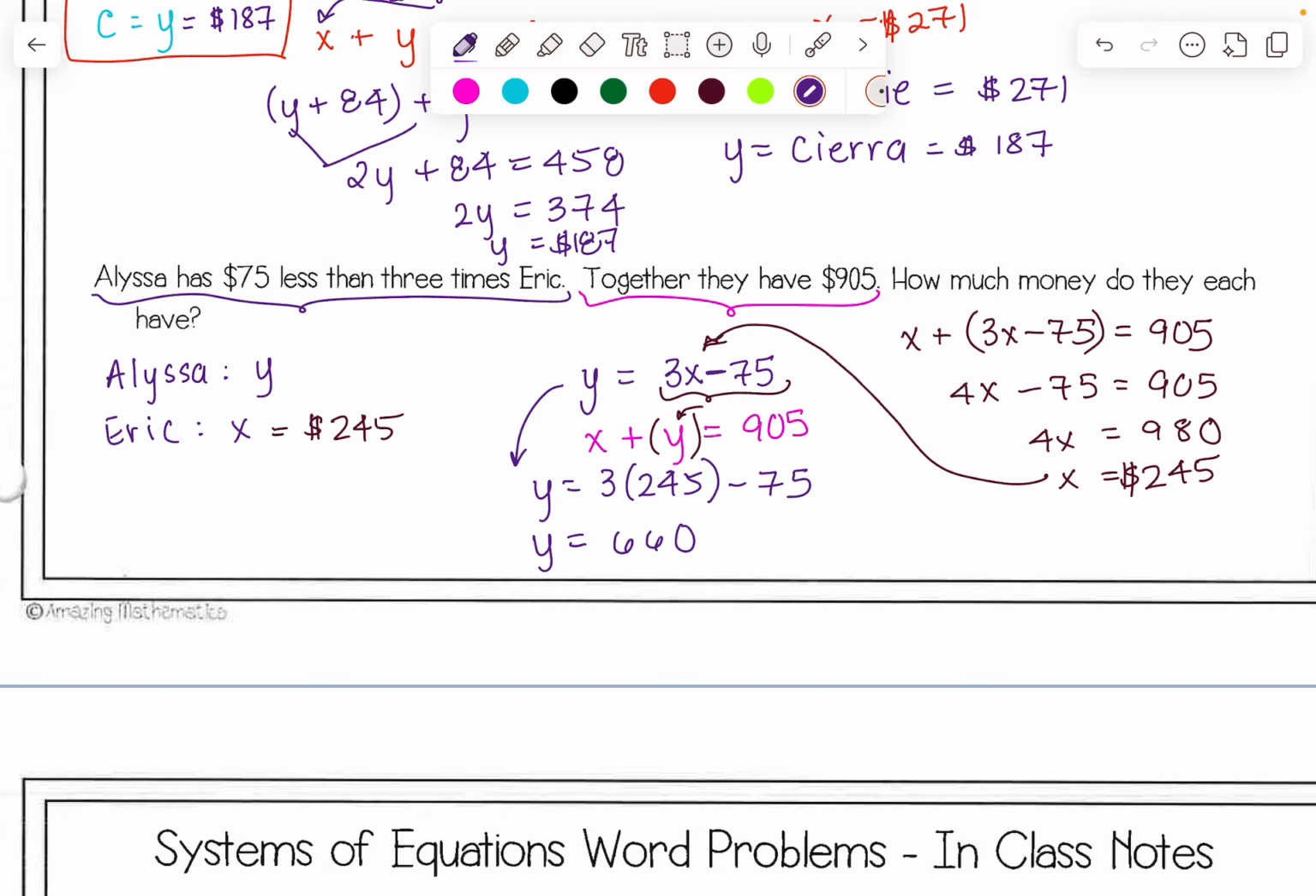I think I got this wrong. Hold on, guys. What did I do? Oh, I mislabeled it. Alyssa has $75 less than 3 times Eric, so y is equal to that. Okay. So I plug this in for y. I solve for x. So Alyssa has, I did it correctly, I'm sorry. I just had to go back and double check. $660.